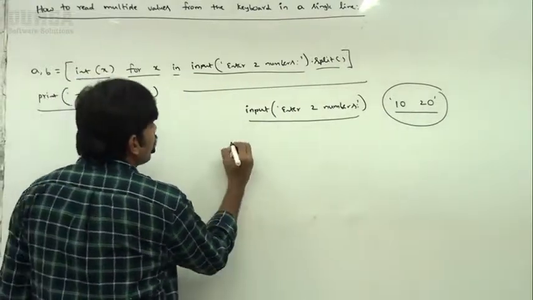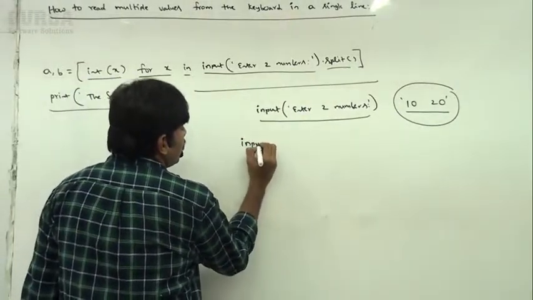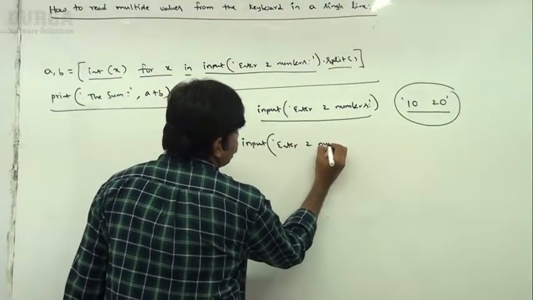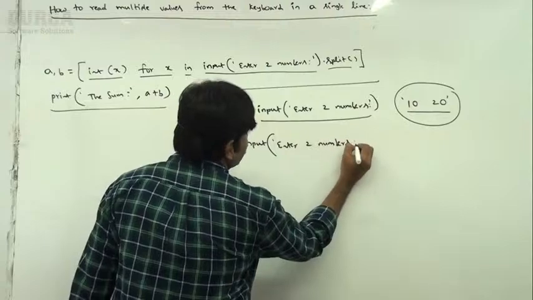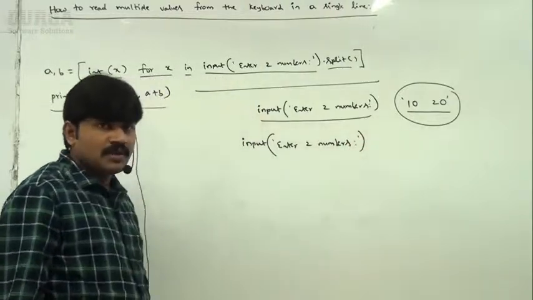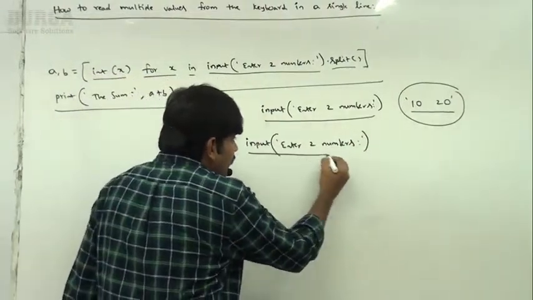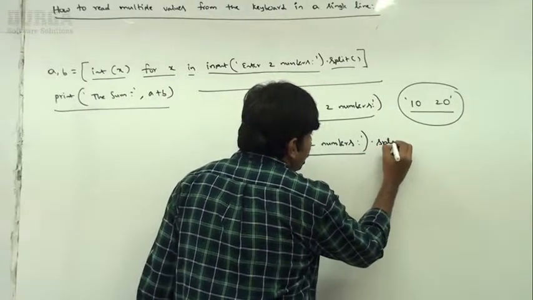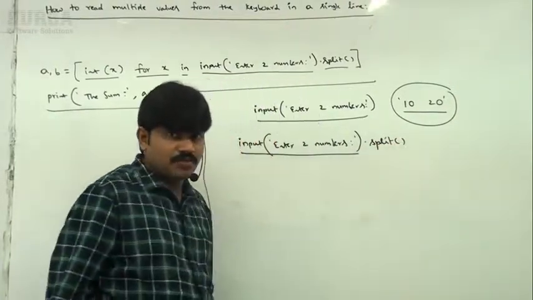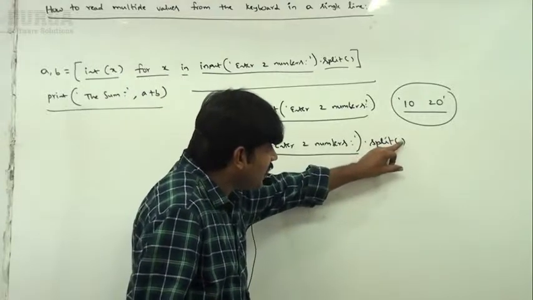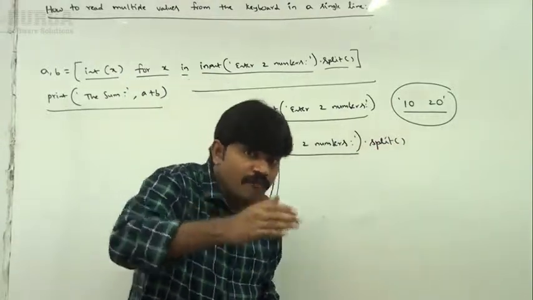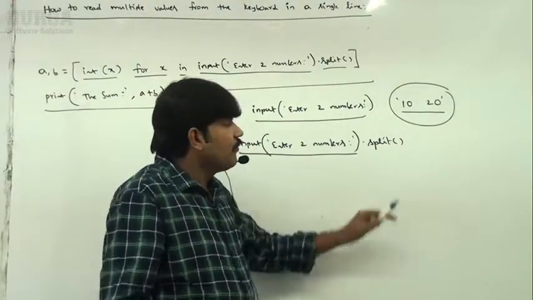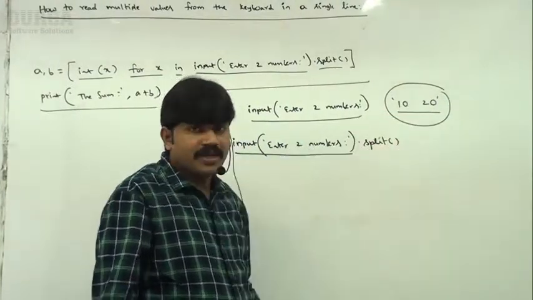Then my code will become, observe that, sir: input of "Enter two numbers". This is a string. Dot split, like this I am taking, sir. You are not passing any argument, because the default separator for the split method is space only. If it is space, you are not required to provide anything.